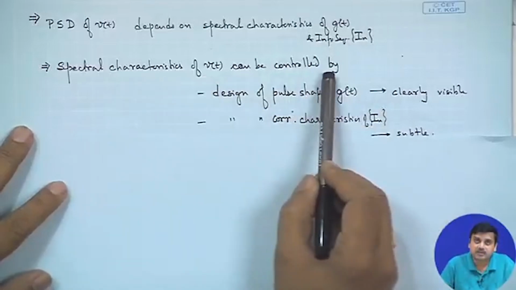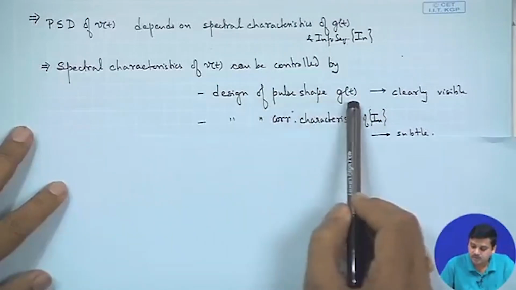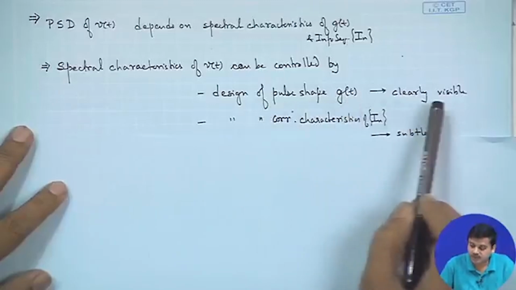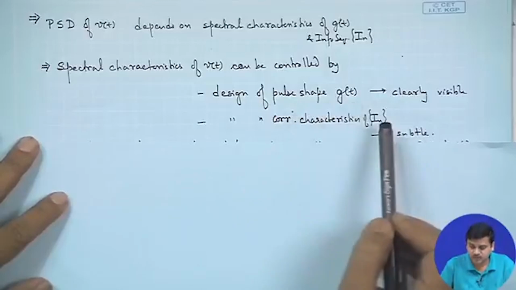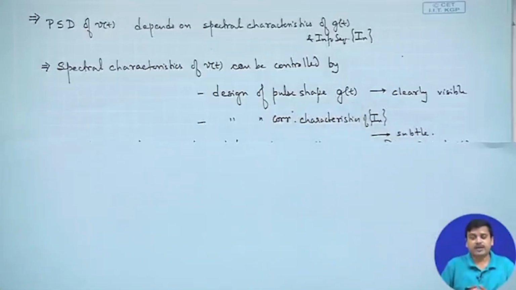So, spectral characteristics of V(t) could be controlled by the pulse shape g(t). This is clearly visible, but how it affects is not so clear, because we have not looked at the phi_I of m. So, when we look at that, then things will be a little bit clearer.